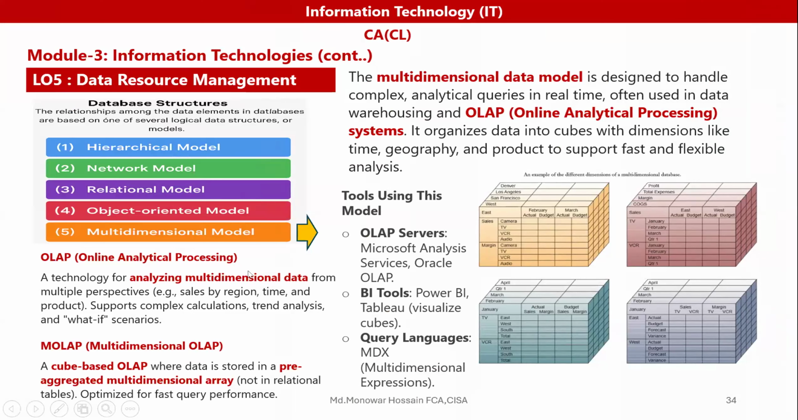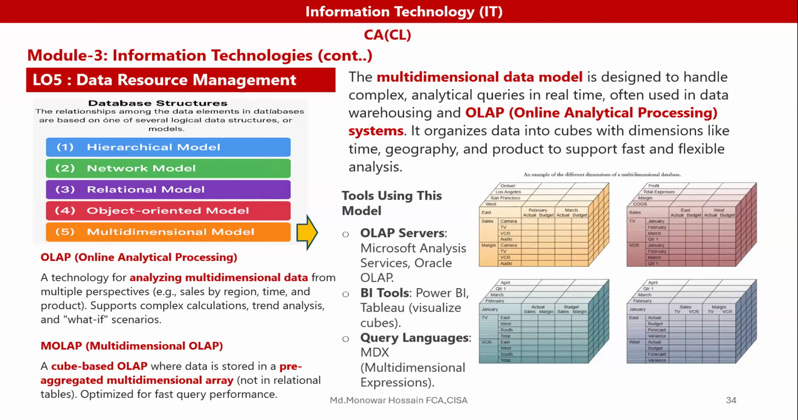Now the multi-dimensional model. The multi-dimensional model is designed to handle complex analytical queries in real time. Sometimes it is used in a data warehouse, that is, an online analytical processing, OLAP, system. OLAP means online analytical processing, a technology for analyzing multidimensional data from multiple perspectives. For example, regional sales, time, duration, product, profitability, item, etc.